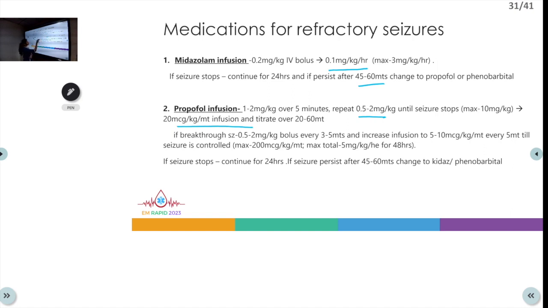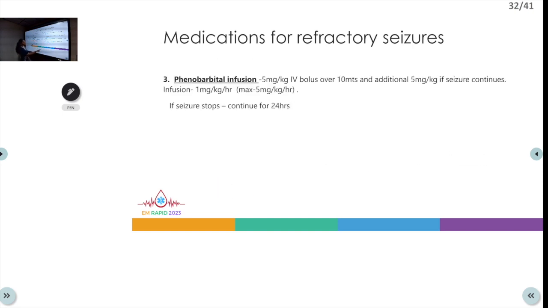While giving this infusion, if any breakthrough seizures happen, we will have to give a bolus dose of 0.5 to 2 mg per kg every 2 to 5 minutes, and increase the infusion rate to 5 to 10 microgram per kg per minute every 5 minutes till seizure is controlled. And if seizure stops, continue for 24 hours. If seizure is persisting after 45 to 60 minutes, change to midazolam or phenobarbital.